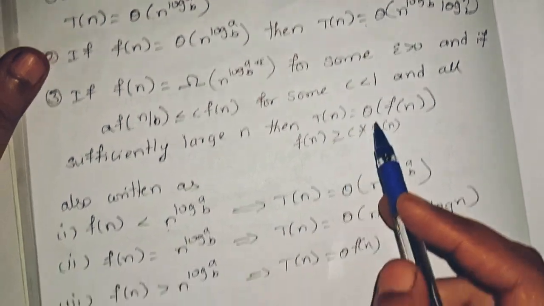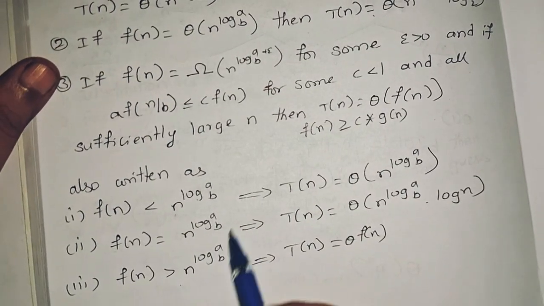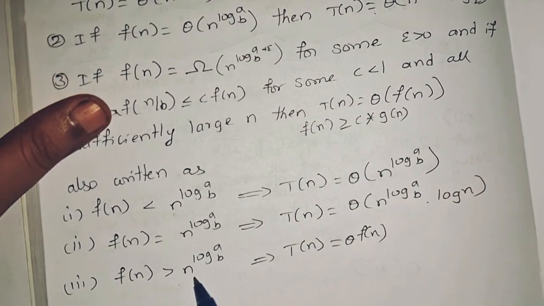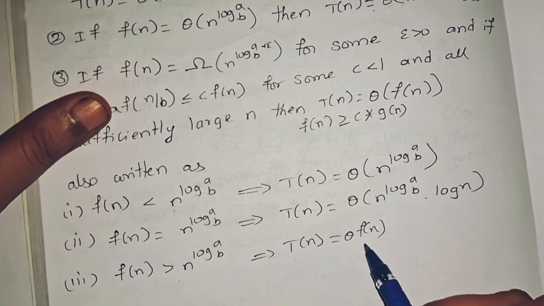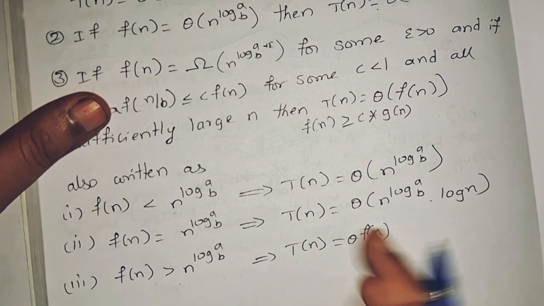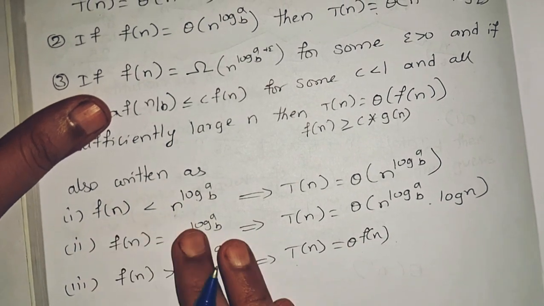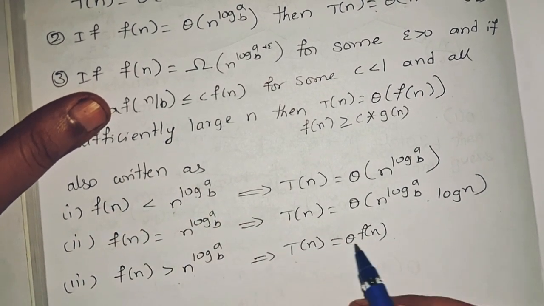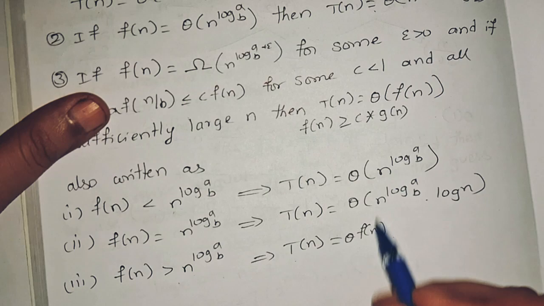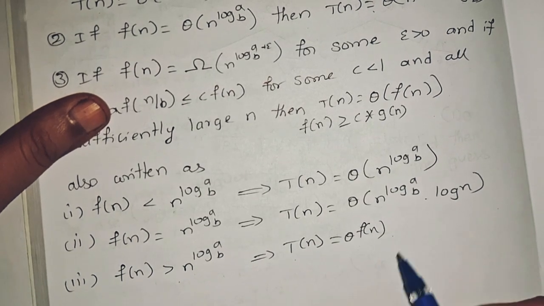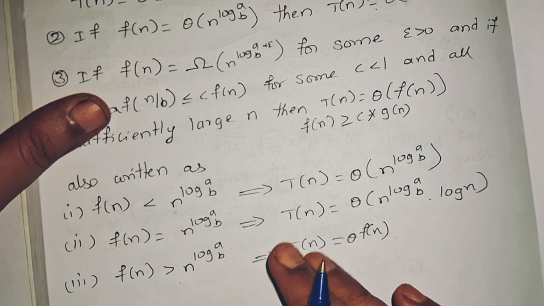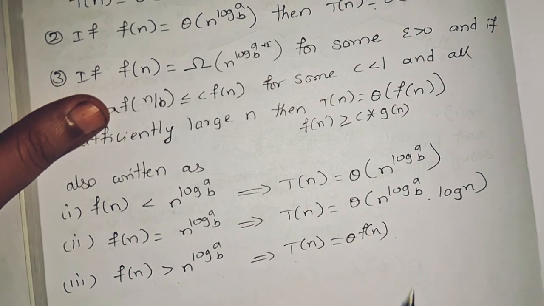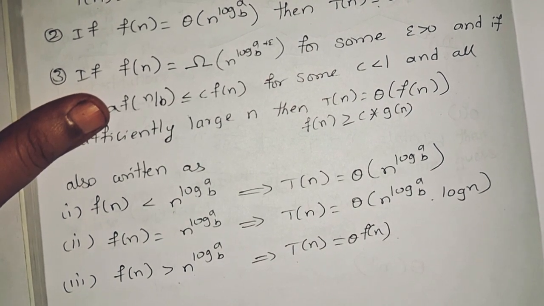So c is the constant here, g of n is n power log a base b. So T of n equals theta of f of n. So if this condition occurs, then it will result in T of n equal to this type of time complexity. So now we will understand this clearly using an example.